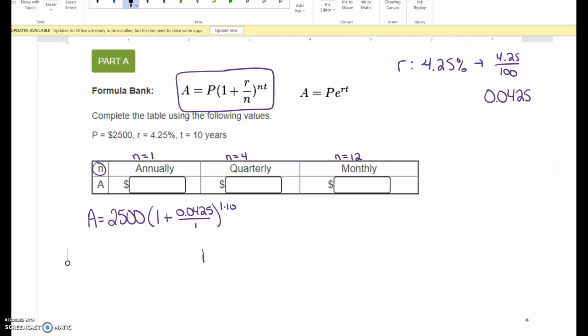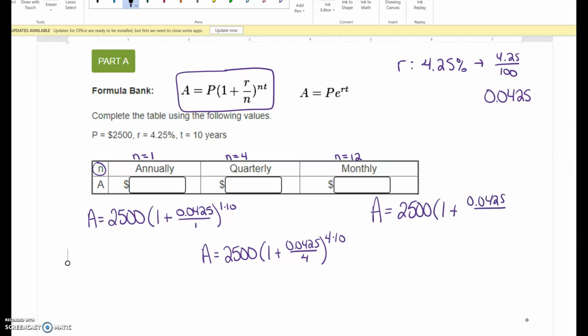For quarterly, the formula is exactly the same, but this time n is 4. So you put divided by 4 and 4 times 10. For monthly, 2,500, 1 plus 0.0425 over 12 raised to the 12 times 10.